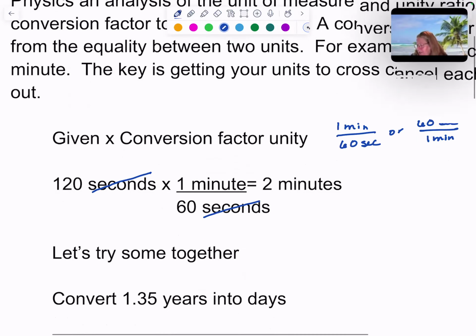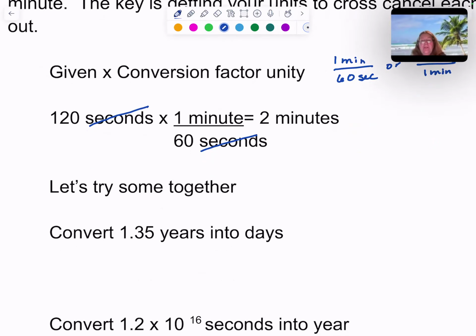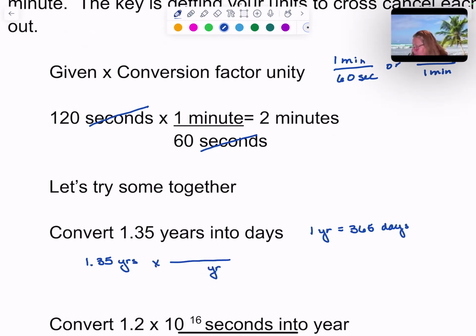So let's try some together. Here we want to convert 1.35 years into days. Okay, well, what do we know? Well, we know the unity value. For every 1 year, there's 365 days. We're going to ignore leap year to make this a little simpler. So we start with our given 1.35 years. We know in our ratio or our conversion factor, we're going to need years on the bottom so that it will cross cancel. So we put the 1 year on the bottom, the 365 days on top.